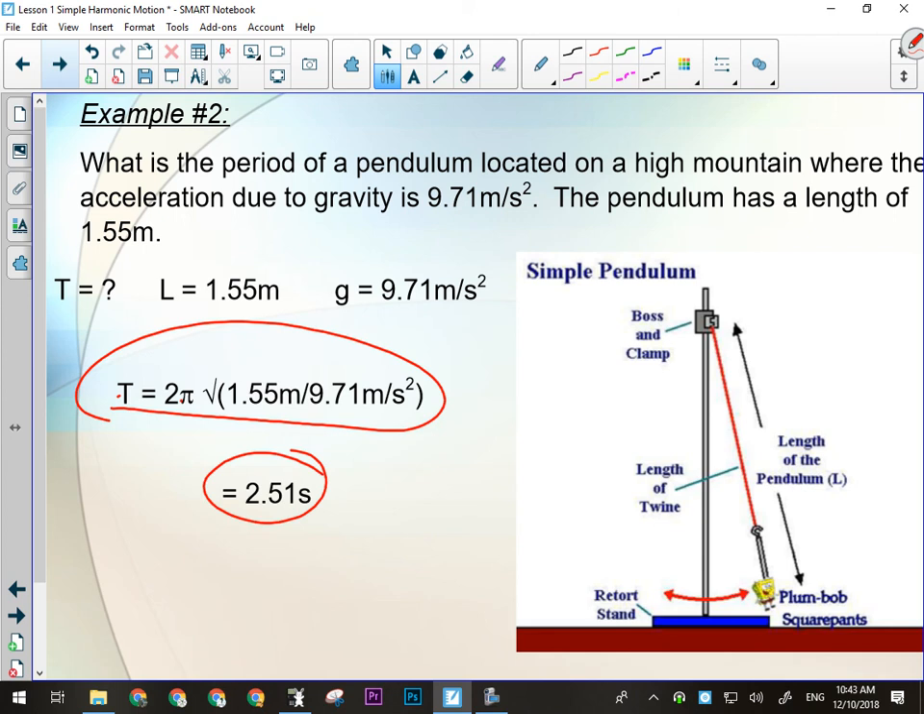Just so you know, if a question ever mentions the bob of the pendulum doing this, they just mean the pendulum as a whole, but the mass at the end is doing that. All right? Questions on how that one works?